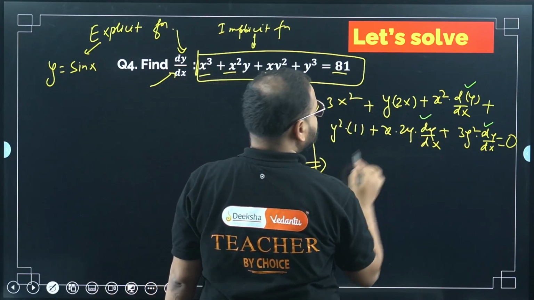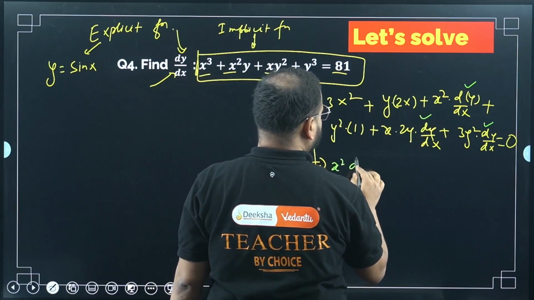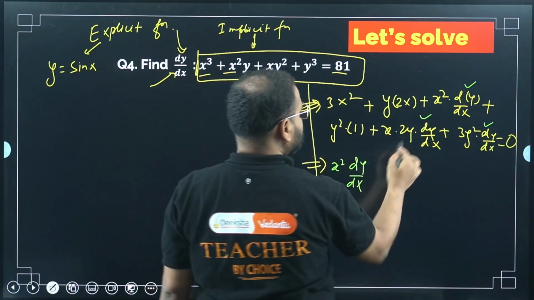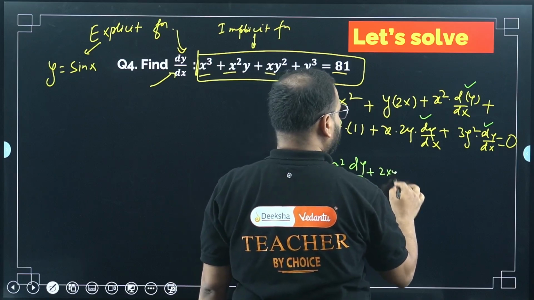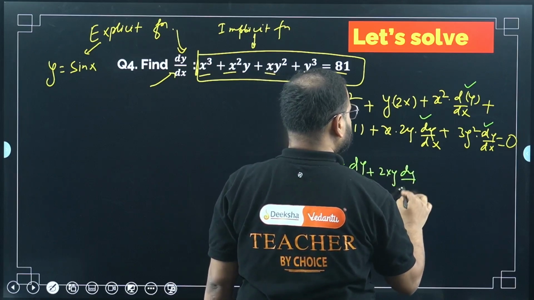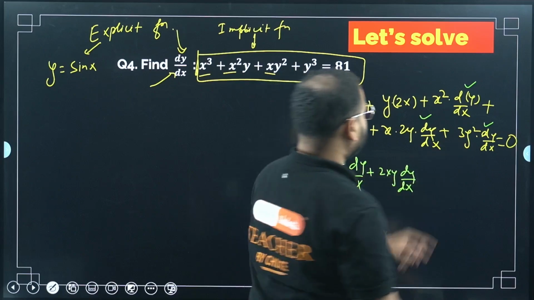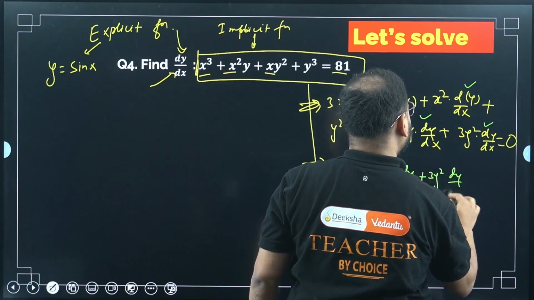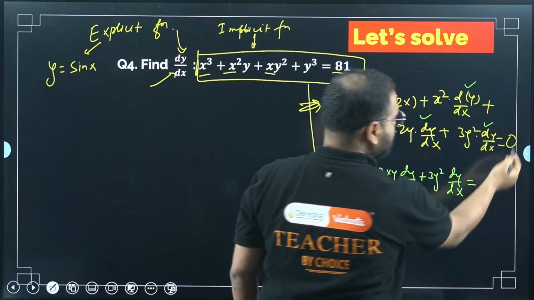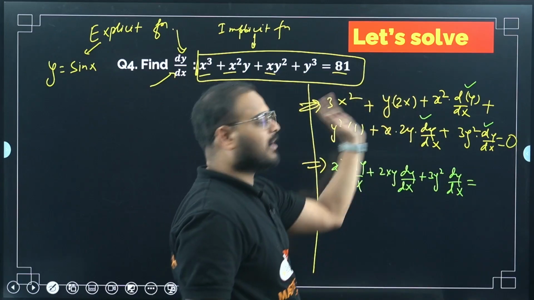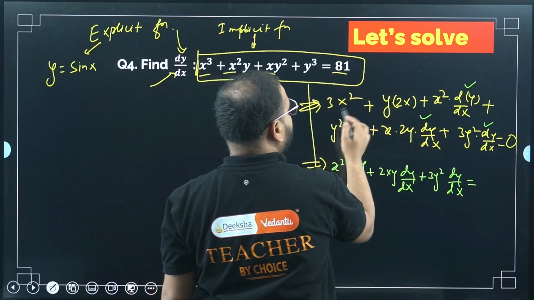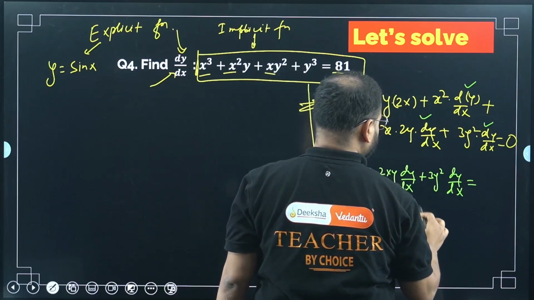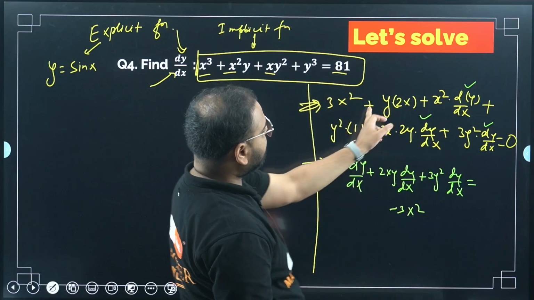So I will write like this: x square dy by dx. Next is what? 2xy dy by dx. Lastly, plus 3y square dy by dx equals to what? 0 is there. I can take all the other part on the other side. What is that? Minus 3x square. What is this? Minus 2xy.